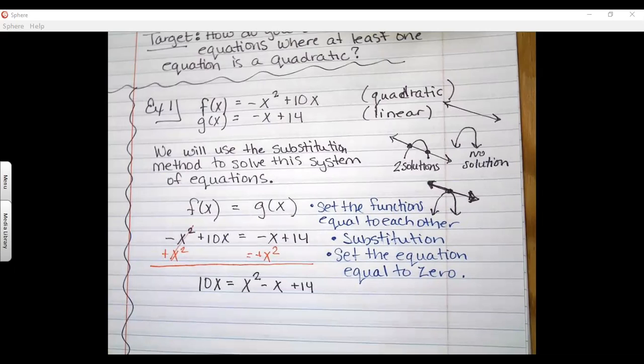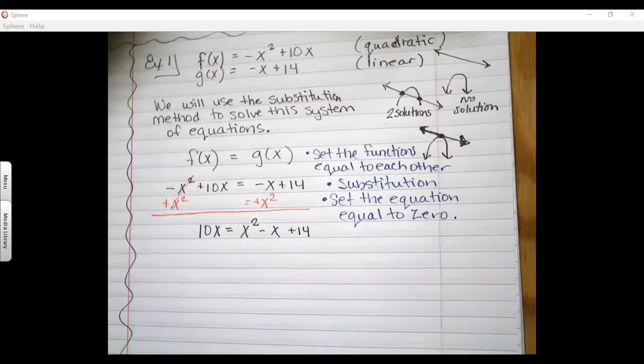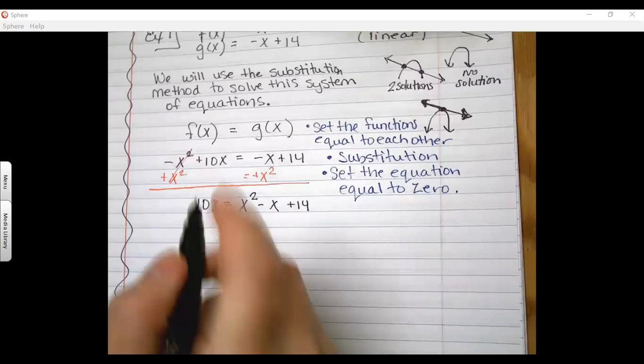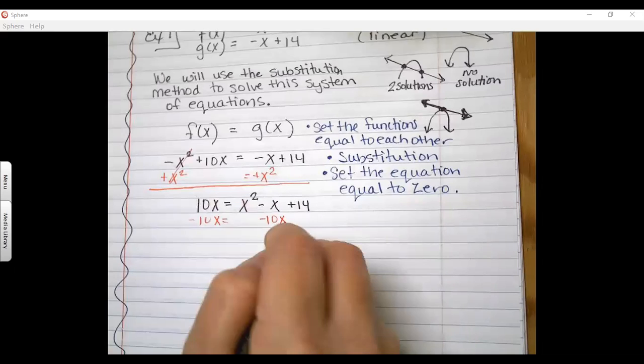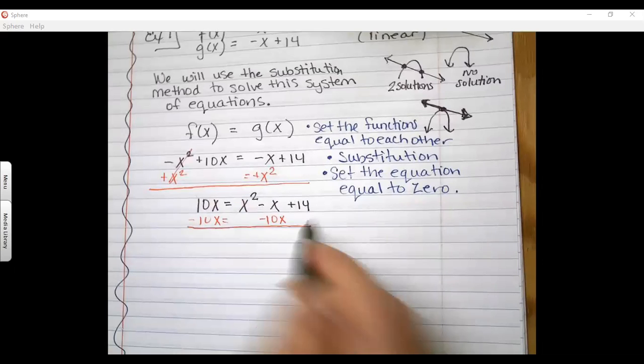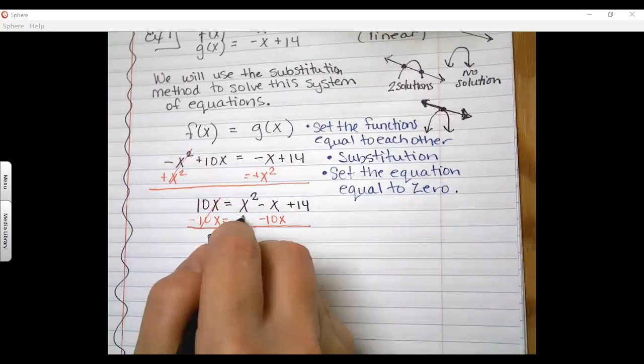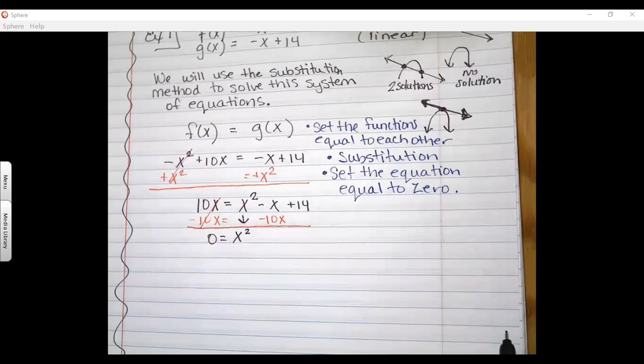All right, so almost set equal to 0, but not quite. What should we do now? Subtract 10x from both sides. So on the left side, 10x minus 10x is 0 equals x squared. I'm going to bring it down. There's no like terms to combine it with. What is negative x minus 10x? Negative 11. A lot of kids say negative 10, but remember that's technically negative 1x minus 10x. So negative 11x, and then the positive 14 you'll just bring down.